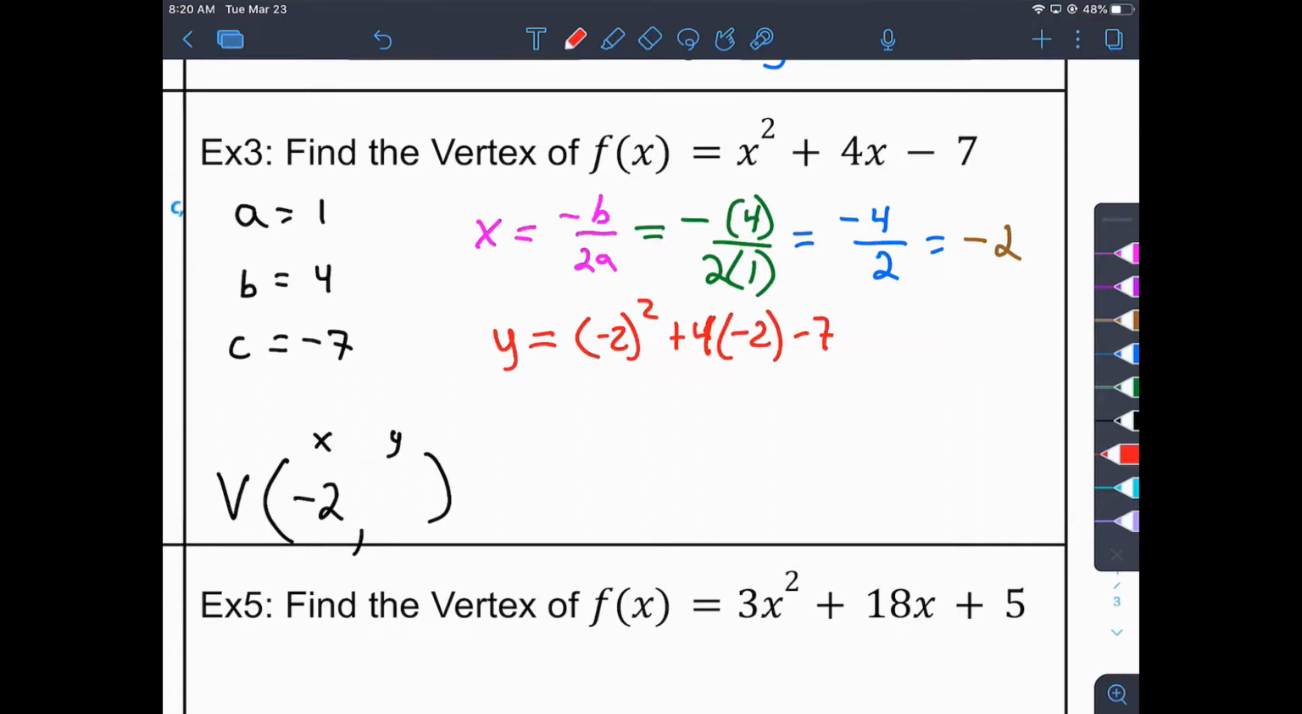And let's do the math. Y equals, well, negative 2 squared is a positive 4. Then 4 times negative 2 is a negative 8. And then we have the minus 7. So now we just need to simplify.